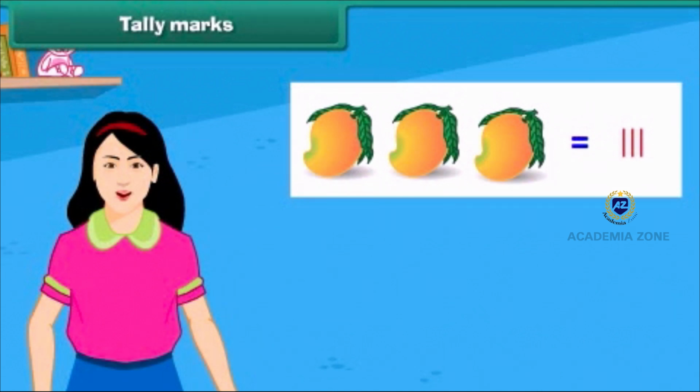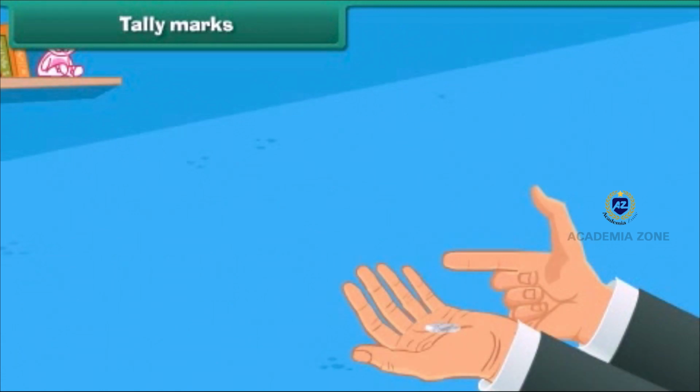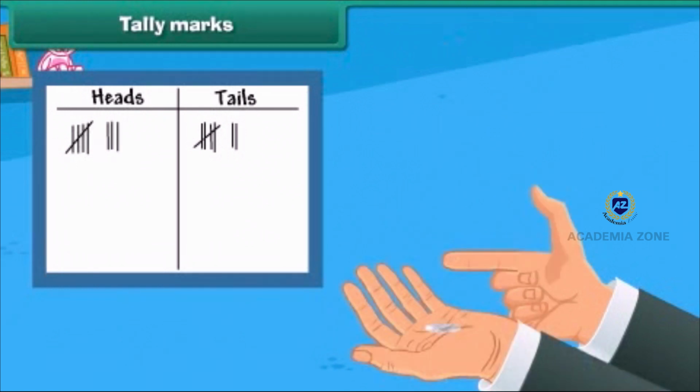Flip the coin and see what side of the coin appears. Is it heads or tails? Mark it in the table as shown. Continue to flip the coin for 25 times and for each time, mark the reading in a table.